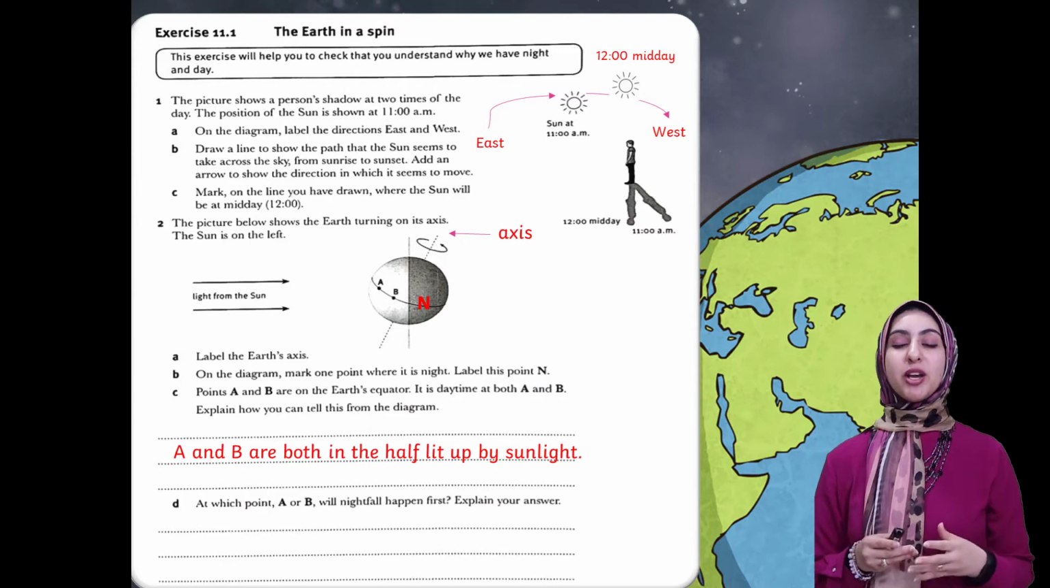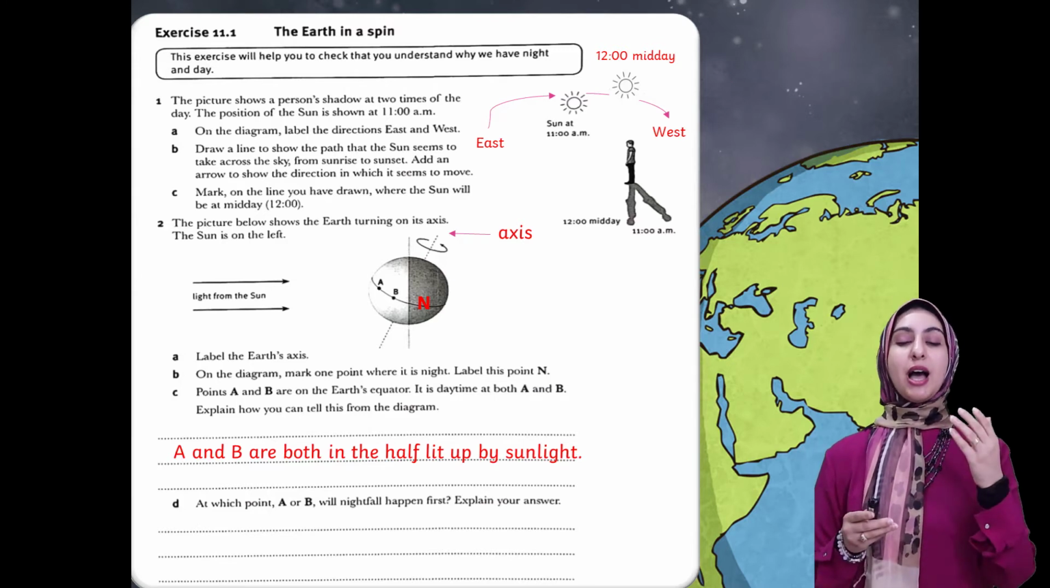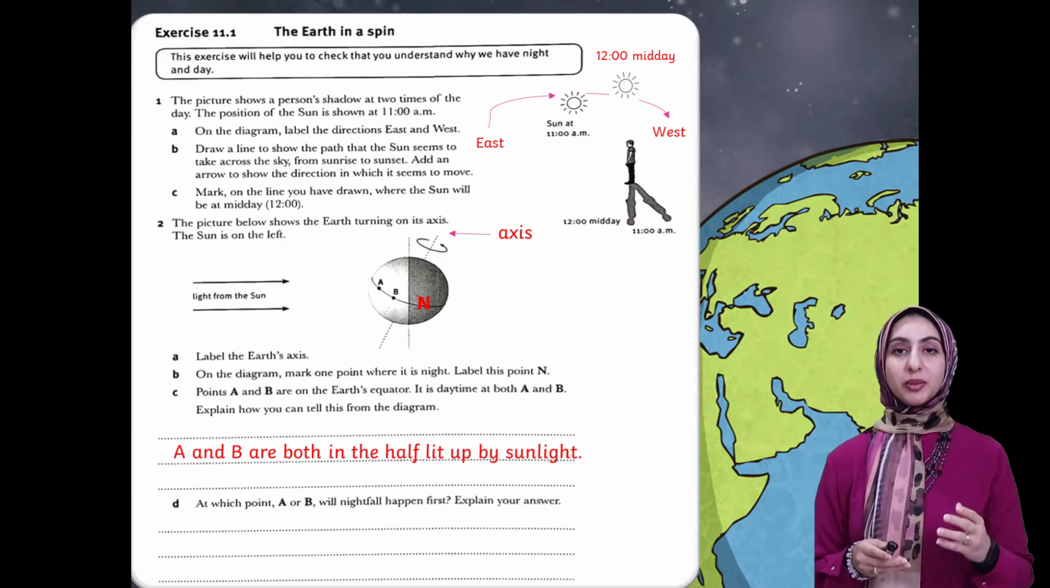Question D, at which point, A or B, will nightfall happen first? Explain your answer.